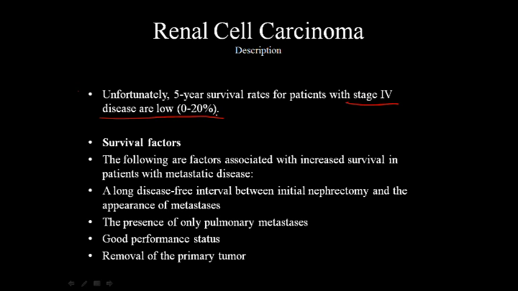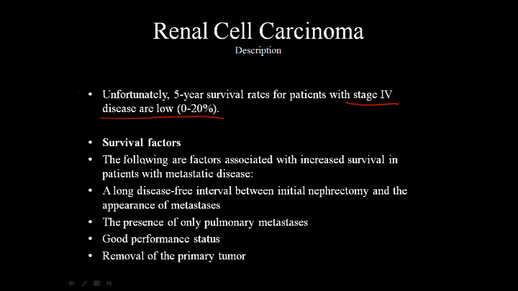So usually this 20% is kind of a misnomer. Usually patients don't even make it to 20%. Usually there are very few that actually make a 5-year survival rate for stage 4. So that's what makes renal cell carcinoma very, very deadly.